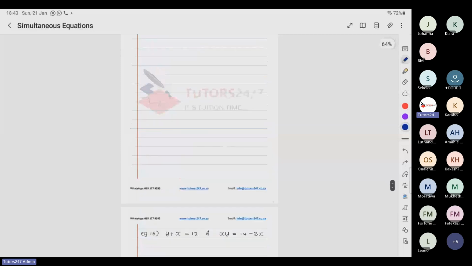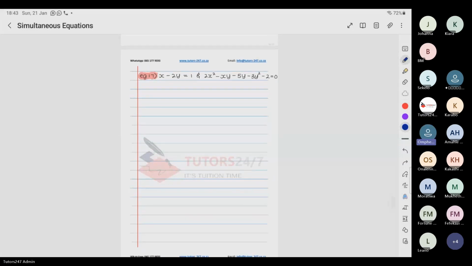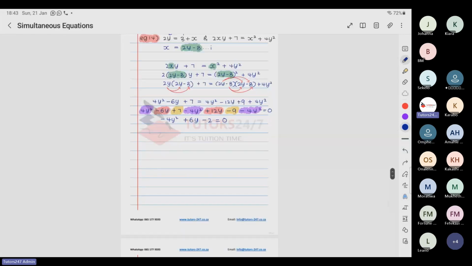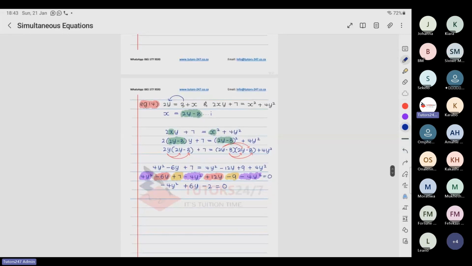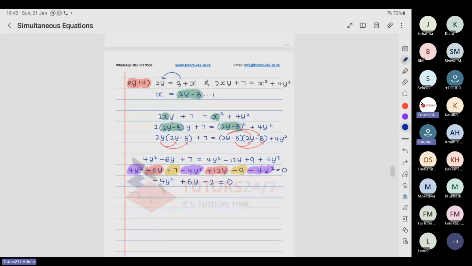This PDF will get uploaded to that. Yes. Before we end, for this question, how many marks are we looking at? For example 14, you could say like 4 or 5 marks. Simultaneous equations is usually around 5 marks.